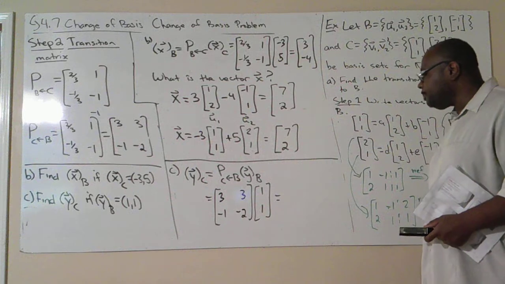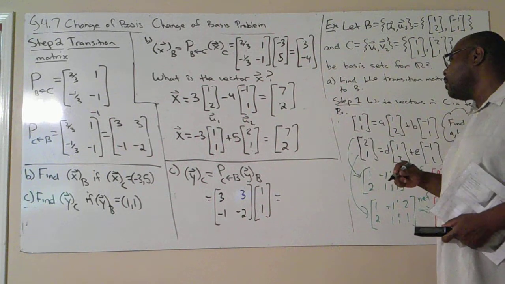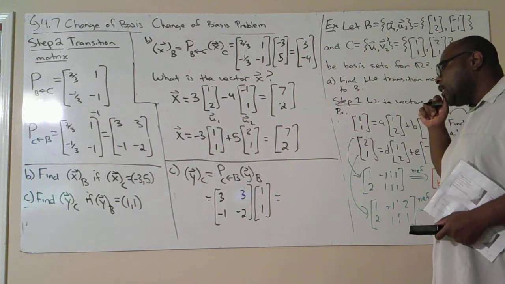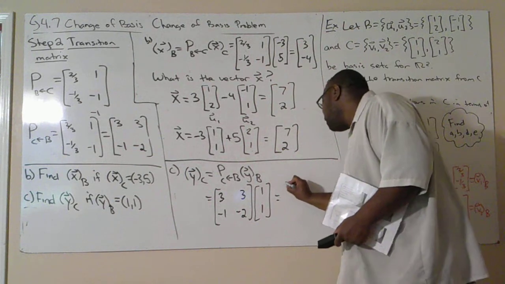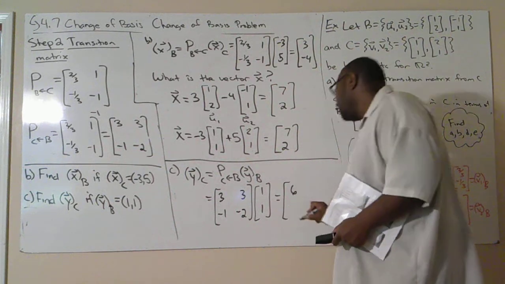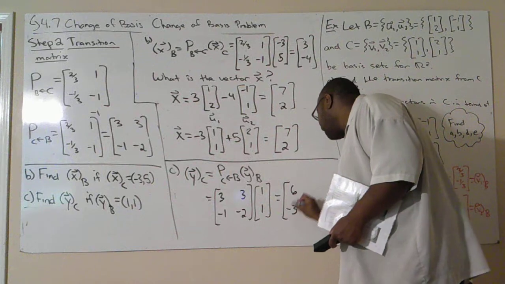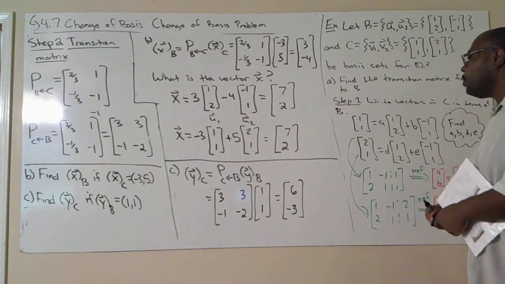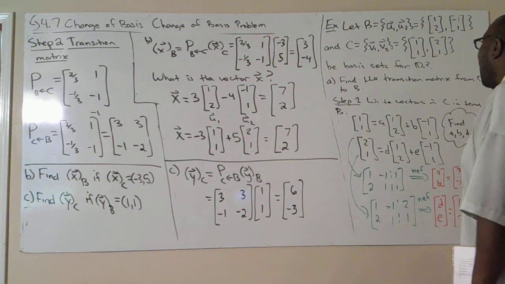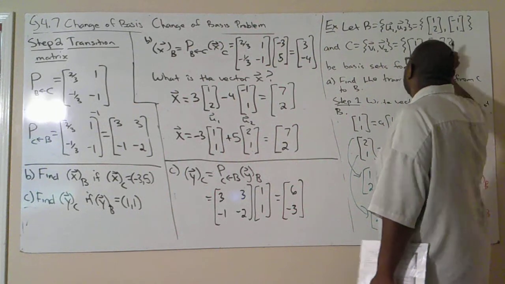All right, so we have 3, 3, negative 1, negative 2. So what do we get here? 6, I believe, is the top. And then this is going to be negative 3. So those are the coordinates of y with respect to C.